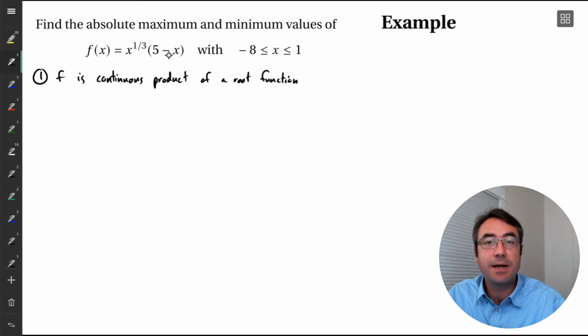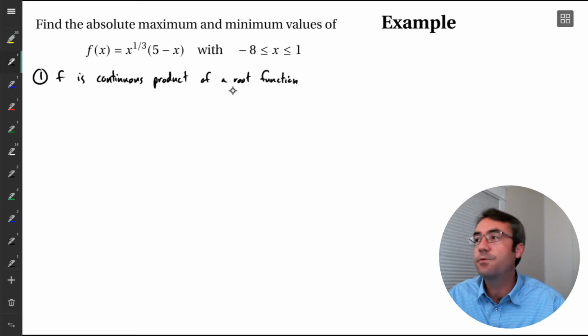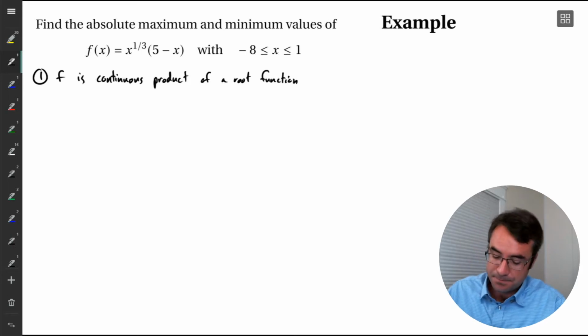And so when we multiply two continuous functions together, the result is continuous. So f here is the continuous product of a root function and a polynomial. So it's guaranteed to be continuous.